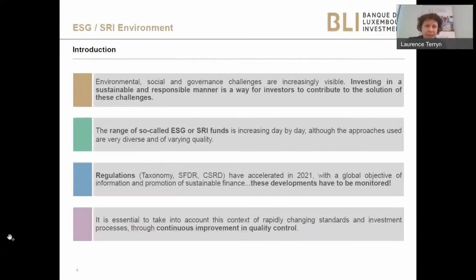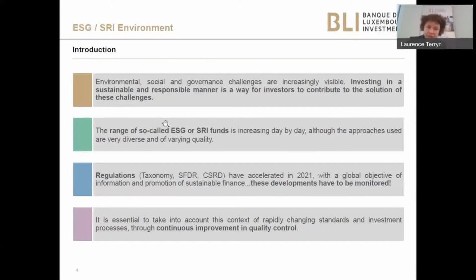The ESG SRI environment in a few key points. As I told you, it is increasingly visible, all these ESG, so environmental, social, and governance, challenges are coming more and more into visibility. Investing in this sustainable and responsible manner is a way for investors to contribute to the solution of these challenges.